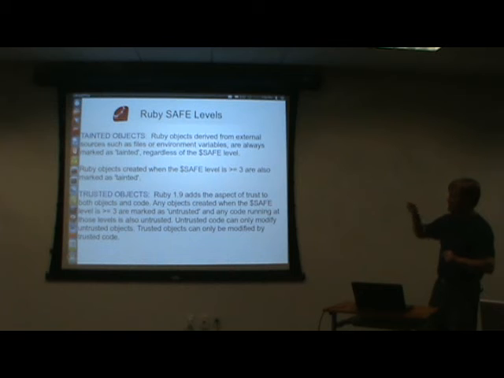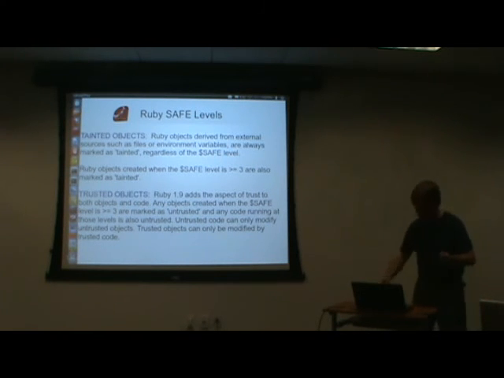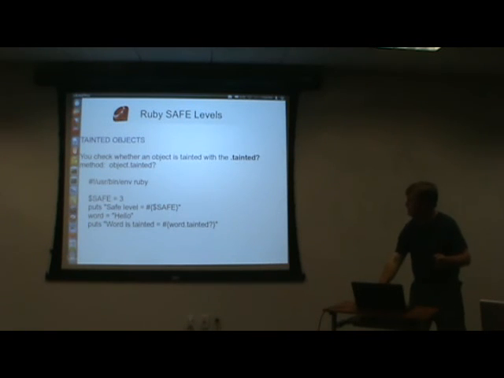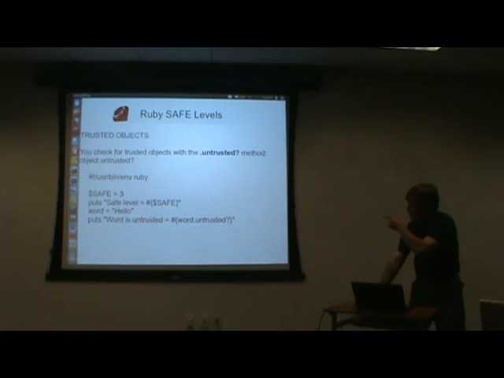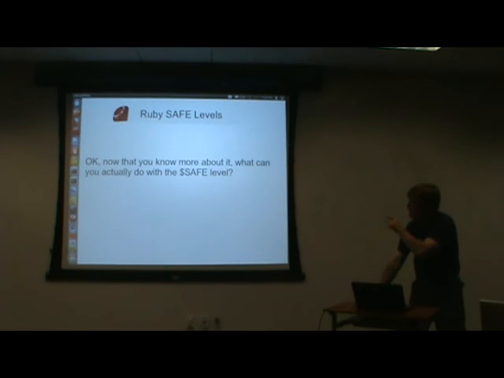When the safe level is greater than 3, then any Ruby object created by the program is marked as tainted. And trusted objects, Ruby 1.9 adds trust. Any objects created are untrusted. Also, the code at safe level 3 is untrusted. So any untrusted code can only modify untrusted objects. Trusted objects can only be modified by trusted code. This just shows how you can use those attributes. Tainted with a question mark is to see if an object is tainted. Untrusted, you check to see if it's untrusted. There's no attribute for trusted.